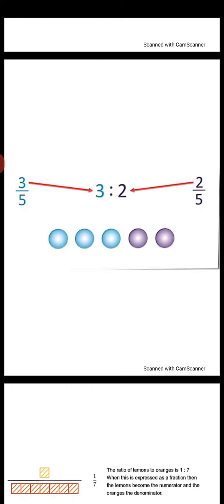In this case, if there are 5 balls and 3 of them are blue and 2 of them are violet, we can see in case of fraction, it is depicted by 3 over 5. And in case of violet, it's depicted 2 over 5. And if we write this in a ratio form, we have to write 3 colon 2.